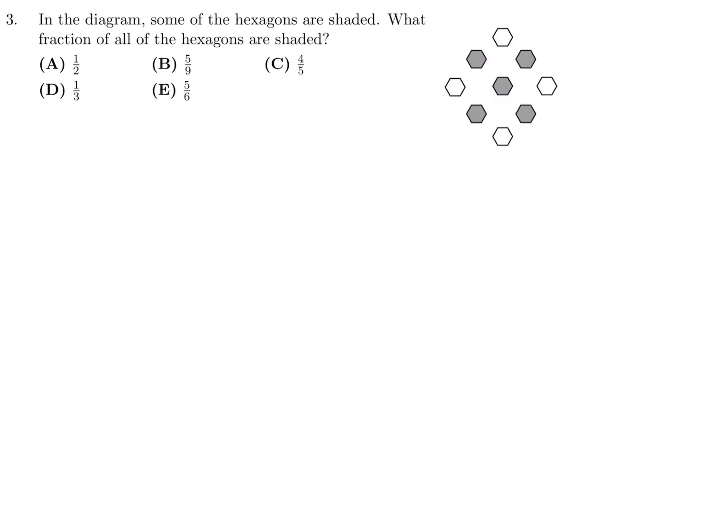In the diagram, some of the hexagons are shaded. What fraction of all of the hexagons are shaded? Well, how many are there? 1, 2, 3, 4, 5, 6, 7, 8, 9. So there's 9 of them. And how many are shaded? 1, 2, 3, 4, 5. So there you go. That's the fraction, 5 over 9. Number 3, the answer is B.